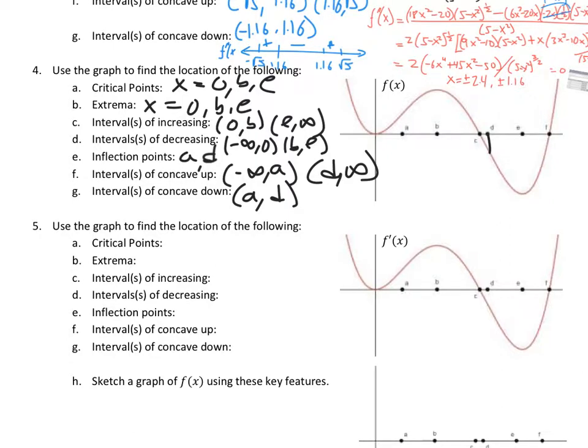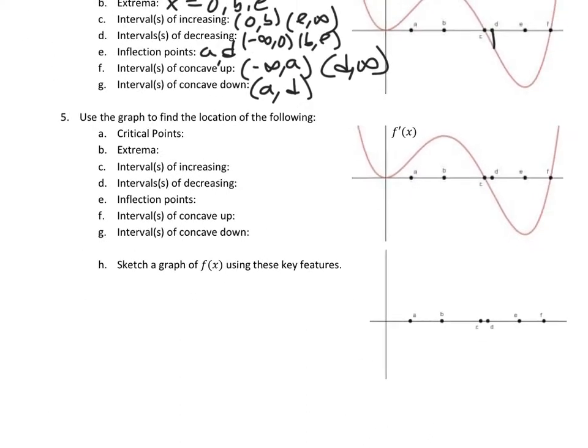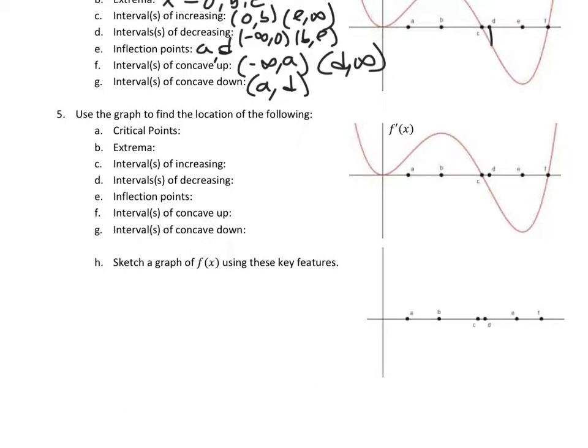All right, so now we have the first derivative. So first derivative, we got to be careful here and think carefully about these. When we have critical points, well, that happens where the first derivative, f prime of x, is 0. So looking at the graph, where is f prime of x equal to 0 or undefined? F prime of x is 0 at x equals 0, b and e.